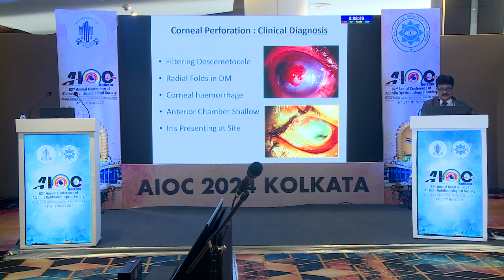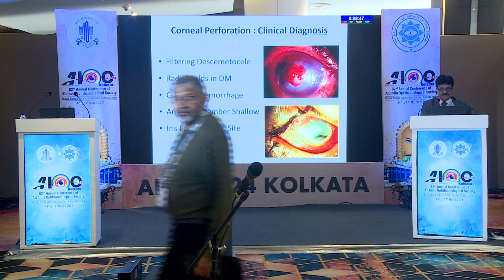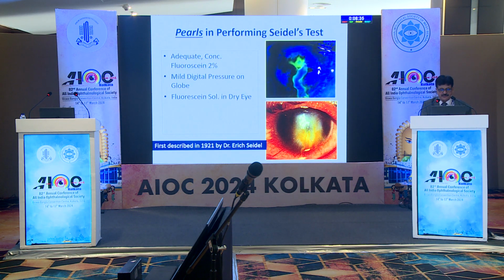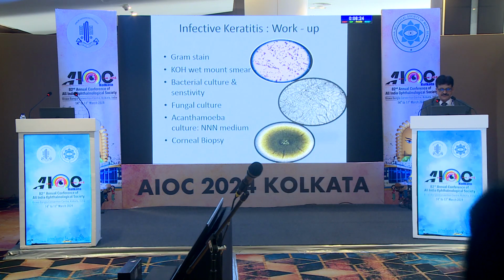These are some of the clinical entities where you can suspect perforation, but the most important sign is that you have a perforation and the iris is presenting. That means it is sure that the corneal perforation is there. Of course, the Seidel test remains the gold standard to diagnose perforation in patients who have a formed AC or hypotony. You do the Seidel test and the corneal perforation will be there.